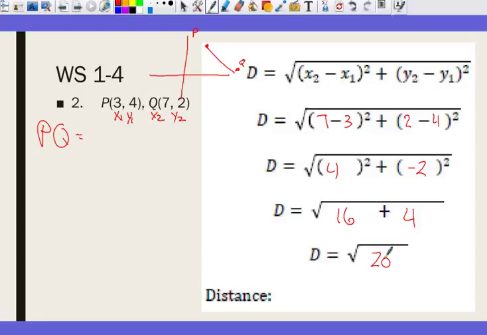Is this the right answer? Yes, but we still need to simplify it. I'm going to use the factor tree to simplify. We've already simplified one just like this. Yeah. We have 2 and 10, and then we have 2 and 5. One pair of 2's right there. So 2 goes on the outside. What's left over is a 5 on the inside. So we know the distance from P to Q is 2 times the square root of 5 units.